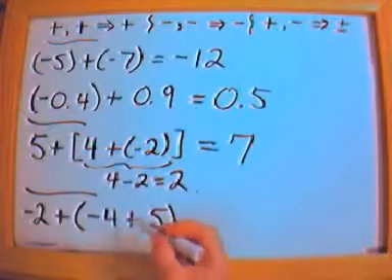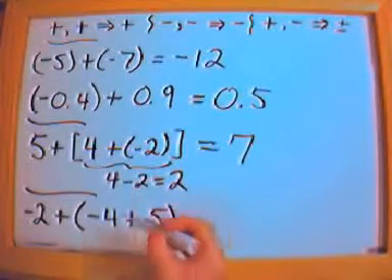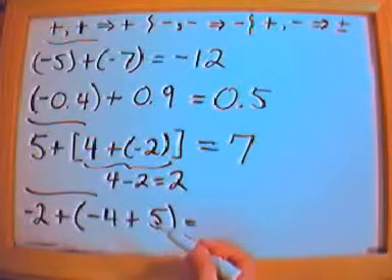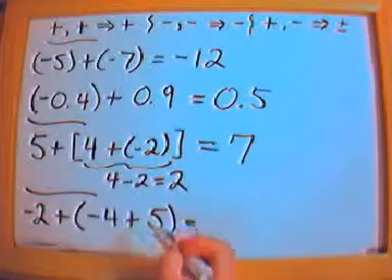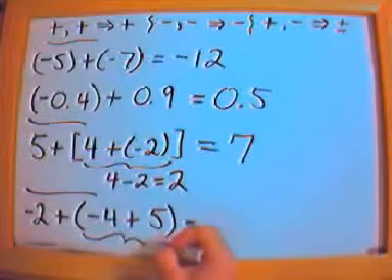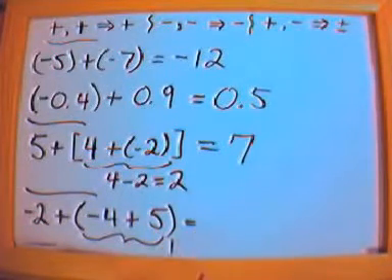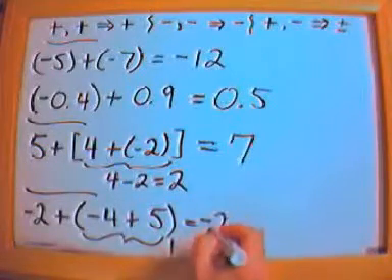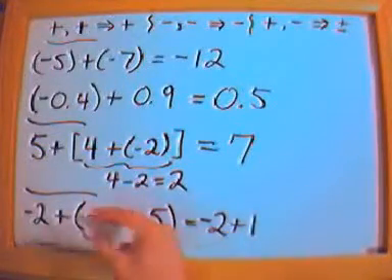And because we have a negative and a positive, we're going to subtract the absolute values of these. So 5 minus 4 is 1, and because 5 is bigger, the answer is going to be positive. So inside here, this is all just equal to 1. So what we end up with is -2 + 1, right?